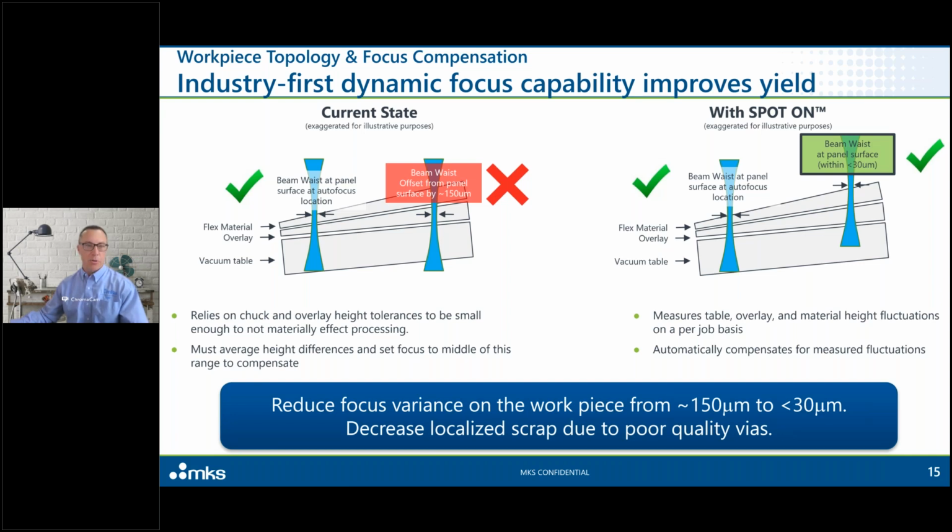As you can see in this example, we look at focus variance across a work surface. I've got an estimate here of about 150 microns across a work surface. I would say that's maybe an average. We've certainly seen less. We've actually seen much more. It really depends on what you're processing, whether it's something with thicker copper, multi-layer, materials like that typically are going to have much higher variations across the work surface.